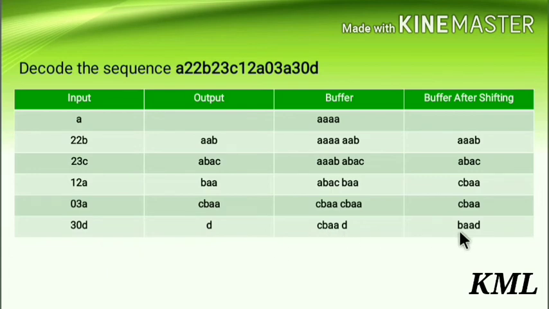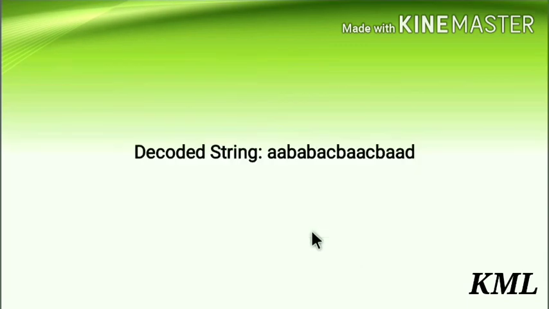So you get BAAD here. This is your final output. Taking this from top to bottom, you get AAB, ABAC, BAA, CBA and D. So this is your final output. If you remember, this was our input to the encoding algorithm, or the previous problem that we solved, the encoding problem.